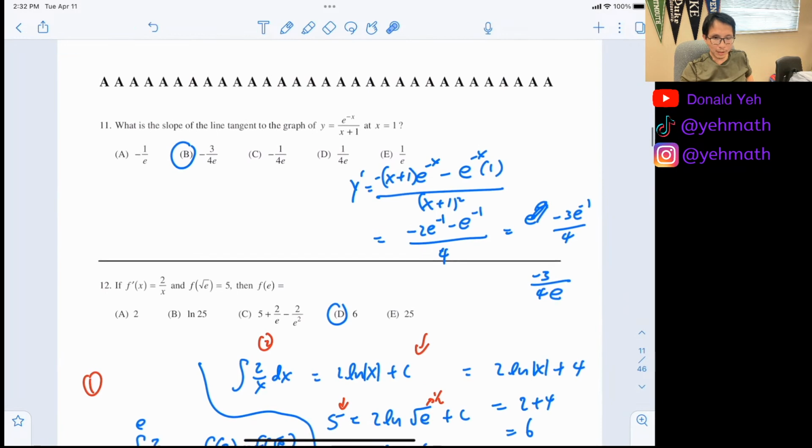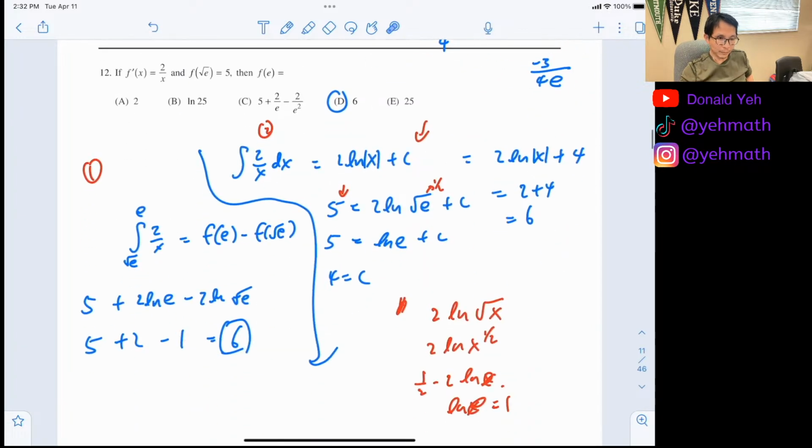This one is just a quotient rule. With the quotient rule, make sure you take the derivative of e to the x, even negative x is going to give you negative. Don't forget the low d high, high d low, over low low. Plug in the value, you're going to get 3/4e.